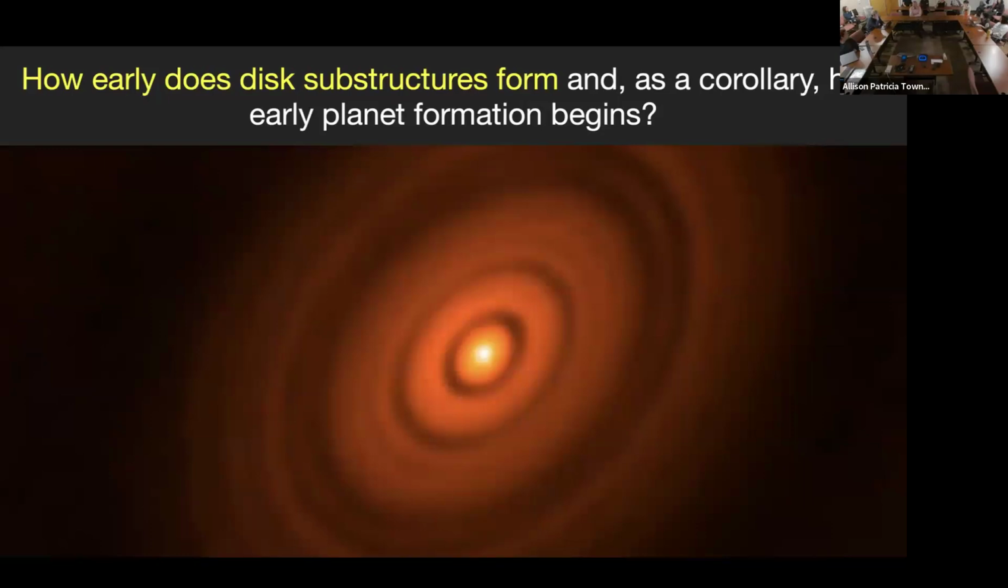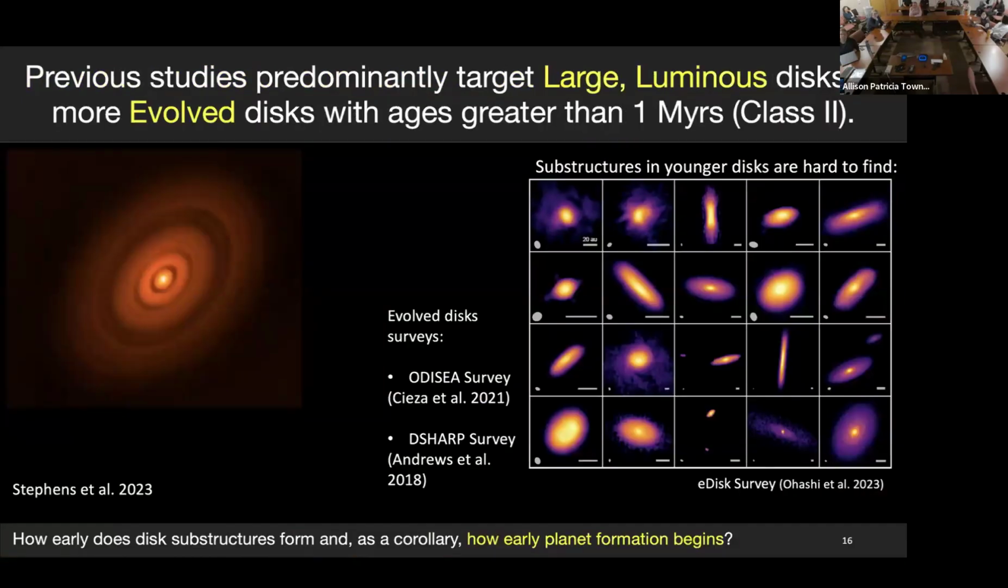From here, it's hard to see. What are the scale bars? How big are these disks? The scale bar is 20 AU over here.